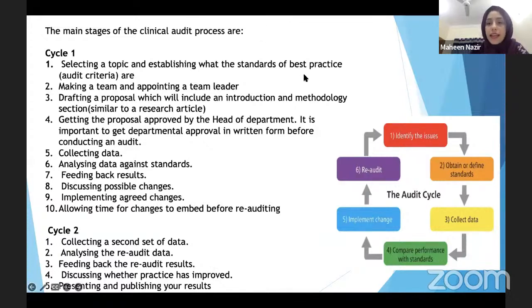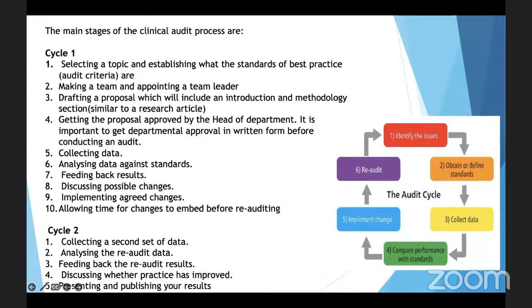Okay, so this is just, I believe on the right side, you can also see the audit cycle. I'm just going to stop my video for a while. Okay, so on the right side, you can see the audit cycle.